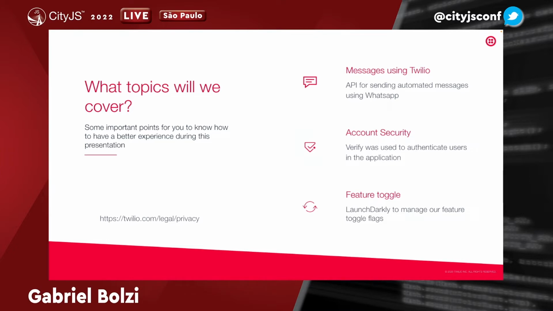So what will we cover? First of all, messaging using Twilio. That's really important because we are going to use WhatsApp, and we know how huge WhatsApp is in Brazil and how people like to use it. Account security. So we are going to talk about 2FA, a little bit about authentication as well. And of course, feature toggle, which is basically the main feature here.